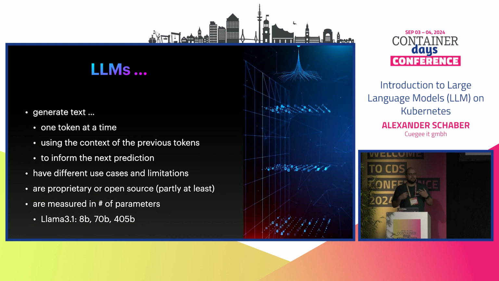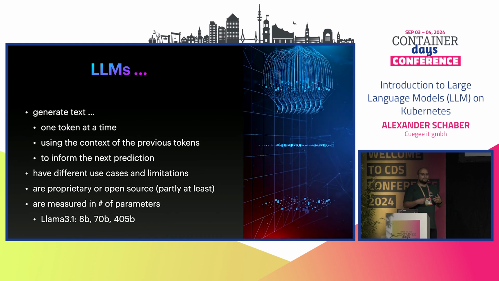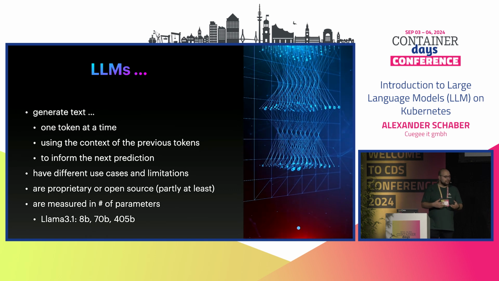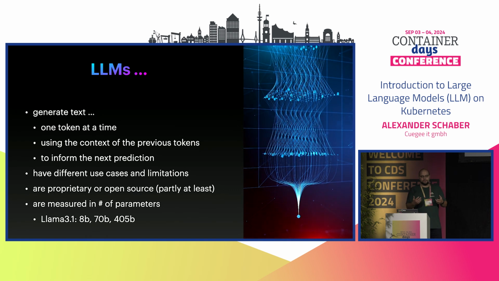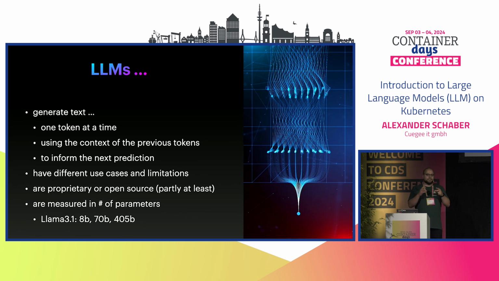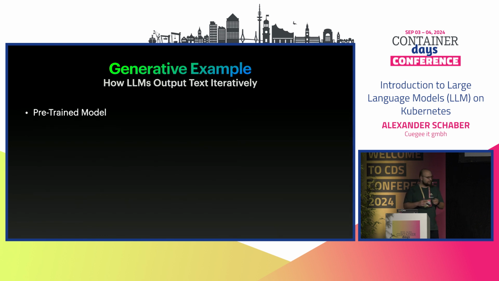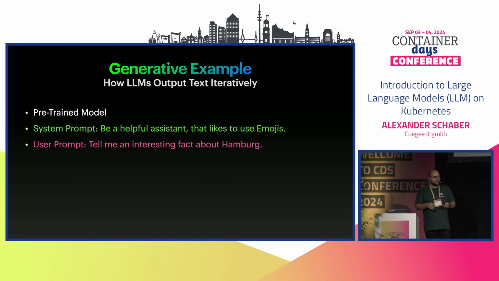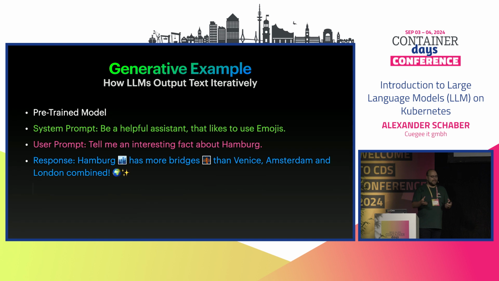So large language models work by generating one token or one word at a time. They use all of the previous tokens as context for the next prediction. So the way it works is, let me go back. They have the pre-trained model, they have the system prompt, and they have the question. So by using this information, they predict the word that is most likely as a response. So it's going to be Hamburg.